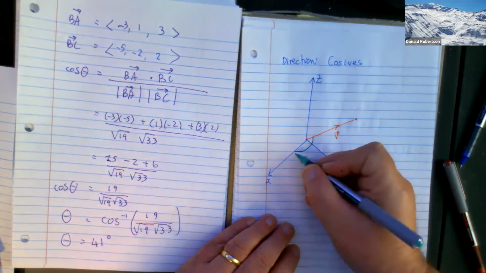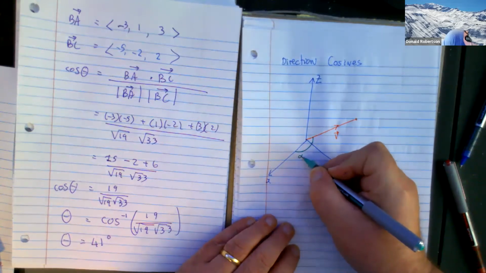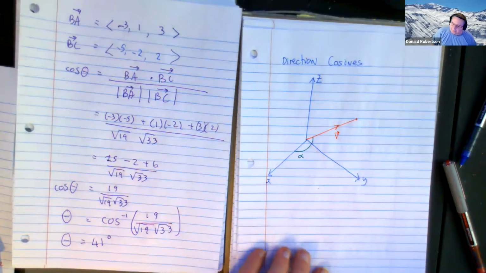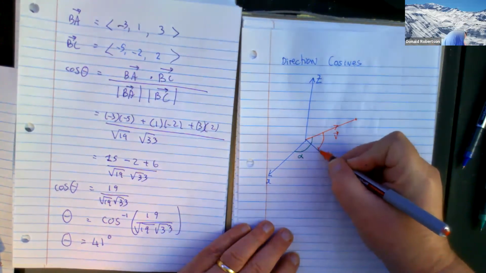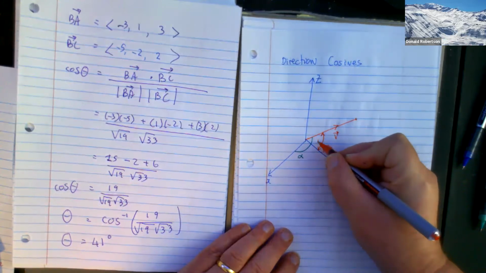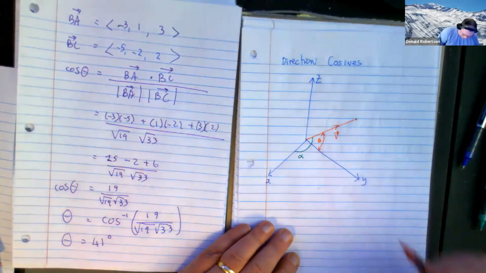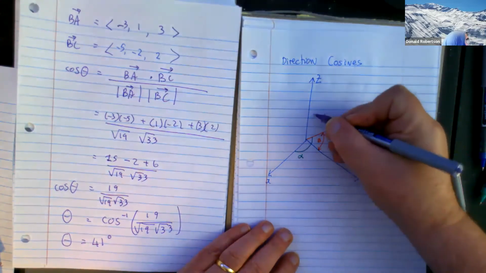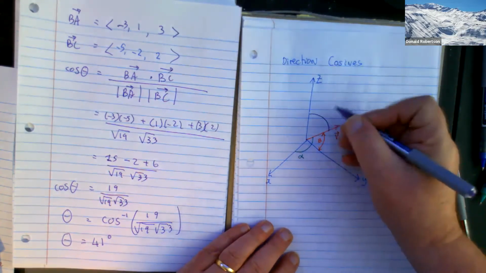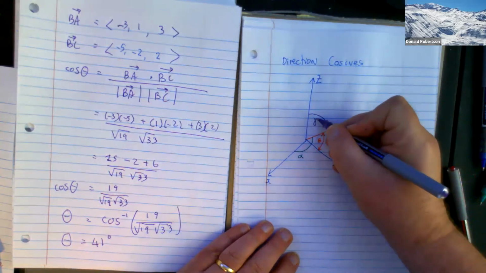That angle there, the one you make with the x-axis, is called alpha. Now, the angle that you make with the y-axis is called beta. And I've run out of color, so I guess I'll use this color. And the angle you make with the z is called gamma.